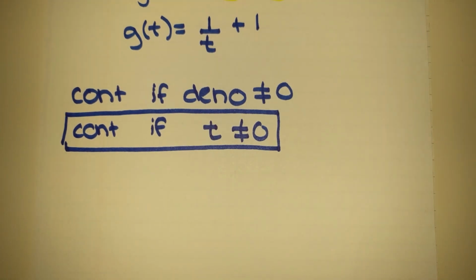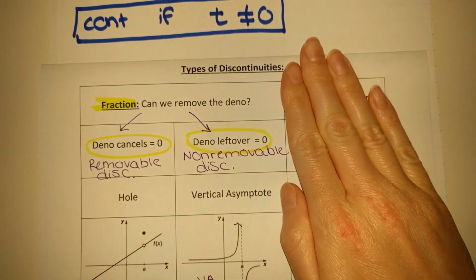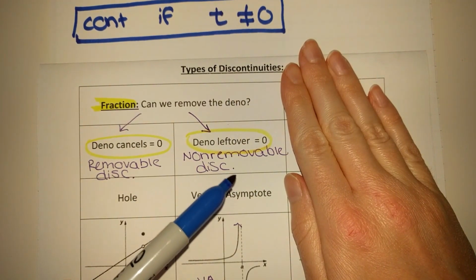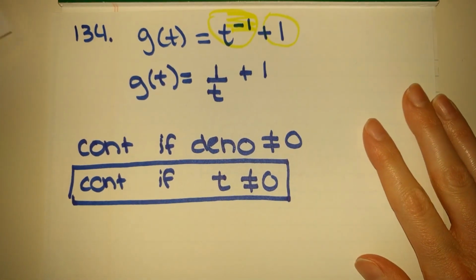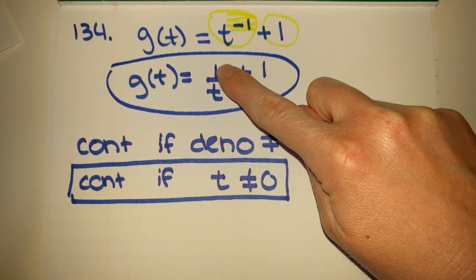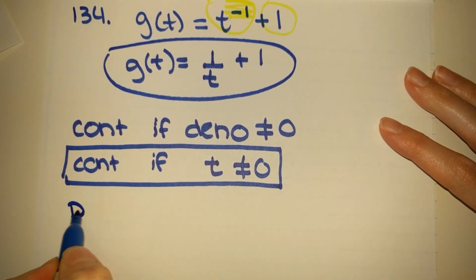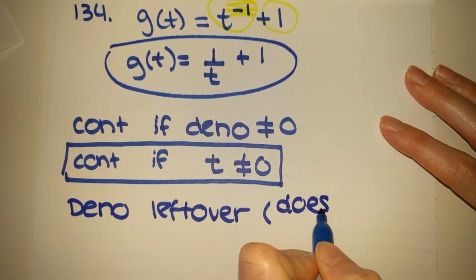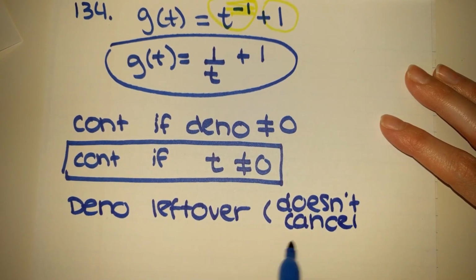Now, once we have where it is continuous, our next step is going to be to answer, of course, the question of what type of discontinuity we are looking at here. So in this particular case, we say to ourselves, because we have a fraction, we want to see if that fraction is removed or canceled. So remember that the question for types of discontinuities with fractions are, can the denominator cancel or is the denominator left over? Now, when you look at your function here, g of t, there's no way to cancel out that t denominator with something in the numerator. So because of the fact that the denominator is left over, it does not cancel. So it doesn't cancel, it's not removed.